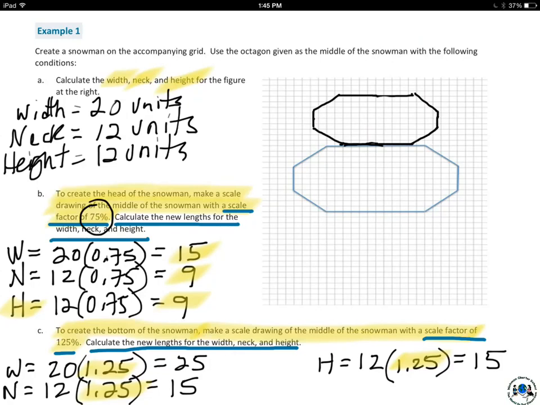As you can see, the original numbers here are the same as when I calculated the head and when I calculated the bottom. The neck is the same. So I'm always using these numbers as my basis, the original snowman part, which was the middle.